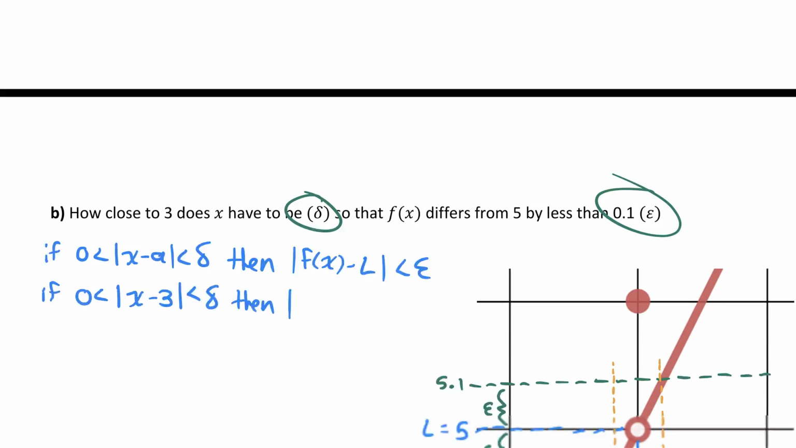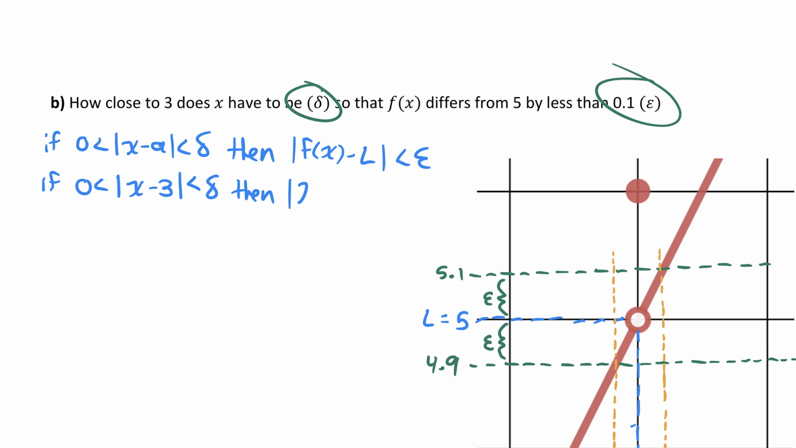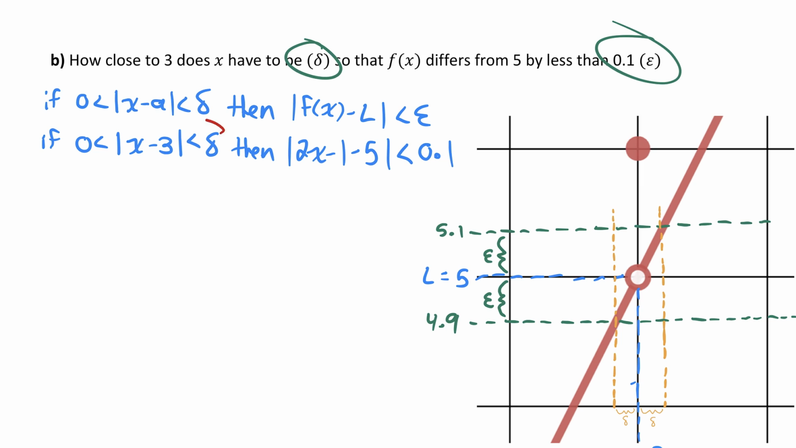So I can say 2x minus 1 minus the limit, which we calculated in the previous question as 5, is less than epsilon, which the question tells us is 0.1. Now, my goal is to figure out, well, what value of delta makes this true? What value of delta, where as long as x is within delta of 3, f at x is going to be within epsilon of 5? To figure that out, the strategy is going to be trying to make this look like this.